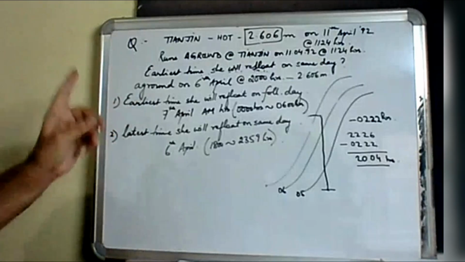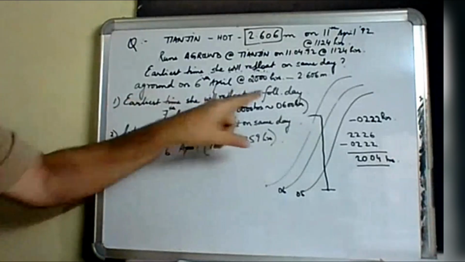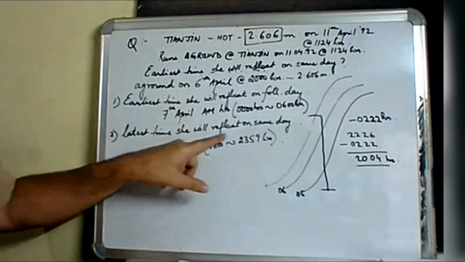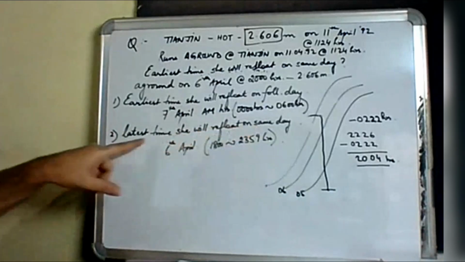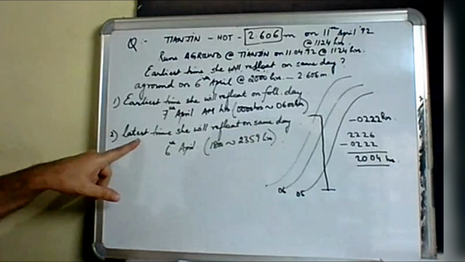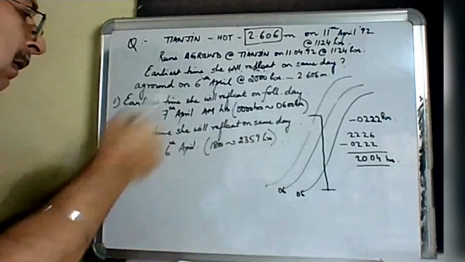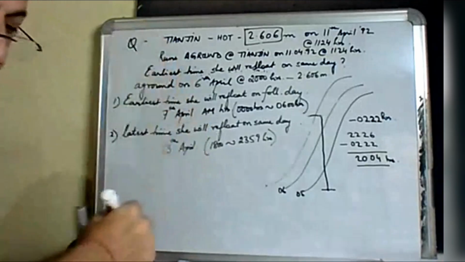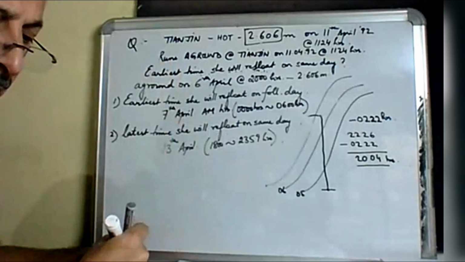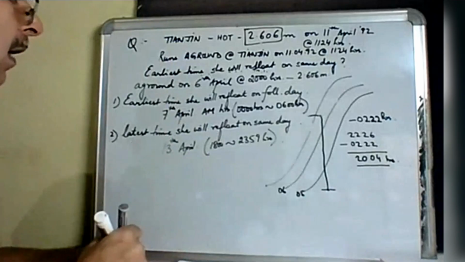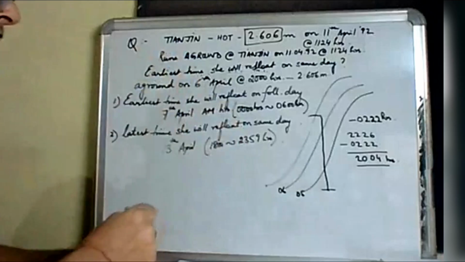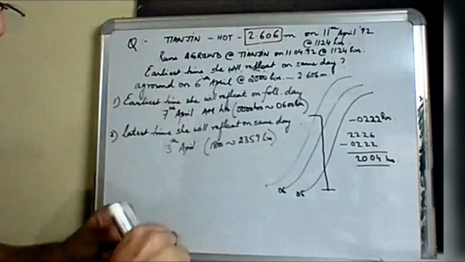शी विल फ्लोट ऑन द सेम डे, नॉट ऑन द फॉलोइंग डे, सेम डे। So that is the latest time she will refloat on the same day. ये वाला है, ये 13th अप्रैल होगा। And the earliest time she will float on the following day will be on 7th April morning. This is the difference that I am talking about.